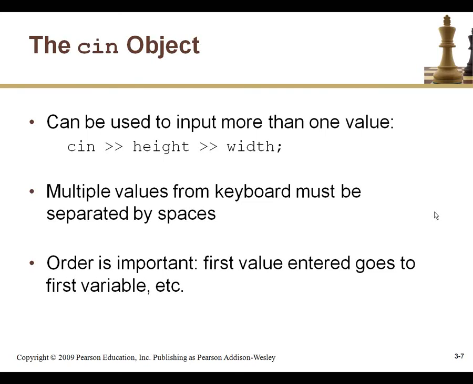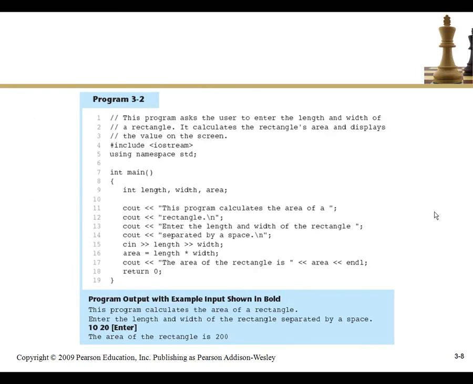More than one variable can be read into the values in the program. It's important to note that the order of these matters. The first value entered goes to the first variable, and the second one goes to the second one, and so forth and so on. Here's an example of the same program that calculates the area.